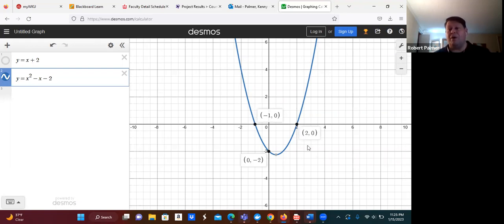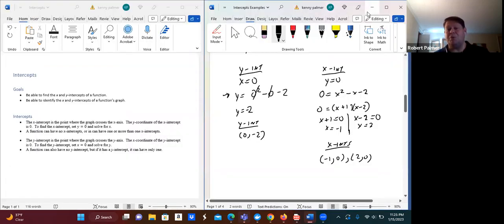Okay, so what we just did is true anytime you want to find your y-intercepts or x-intercepts: do exactly the same thing. Sometimes the equation you get may be harder to solve than others. That's certainly possible. But still, the process to find your intercepts is exactly the same. Then the last part: be able to identify the x and y-intercepts of a function's graph.